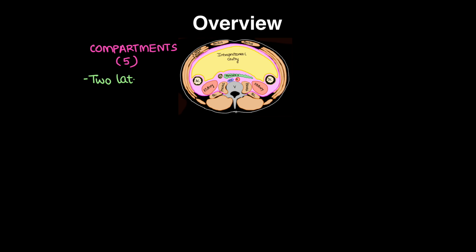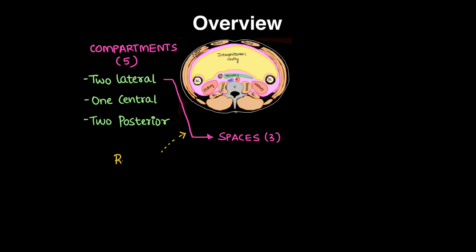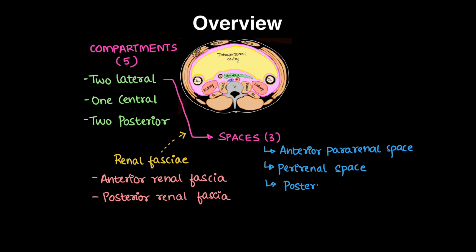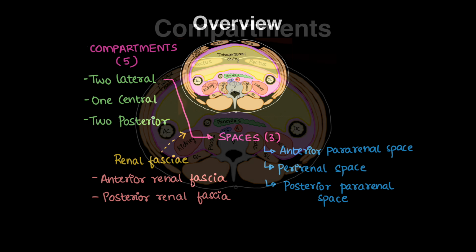There are 5 compartments: 2 lateral compartments, 1 central compartment or vascular compartment, and 2 posterior compartments. So there are 5. Each lateral compartment is divided into 3 spaces by renal fasciae. So there are anterior renal fascia on either side and posterior renal fascia. This divides lateral compartment into 3 spaces. They are anterior pararenal space, perirenal space and posterior pararenal space. We'll discuss each compartment one by one.